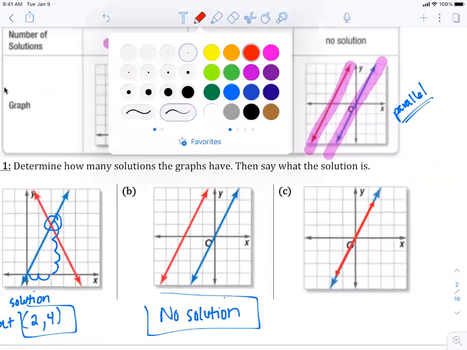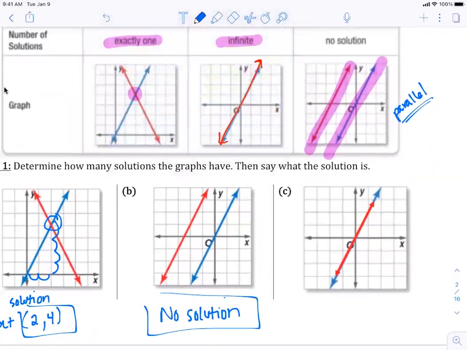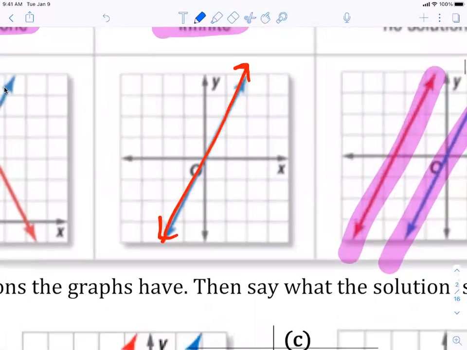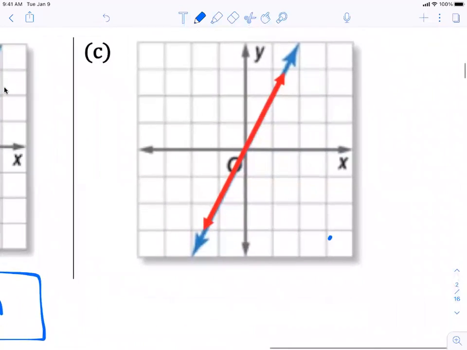And all that means for us is, where do those lines cross? Well, they cross everywhere. They cross here, here, here. Everywhere the blue line overlaps the red line, all of those are made up of points. And that just means we have infinitely many solutions.